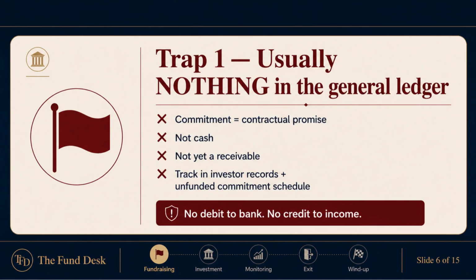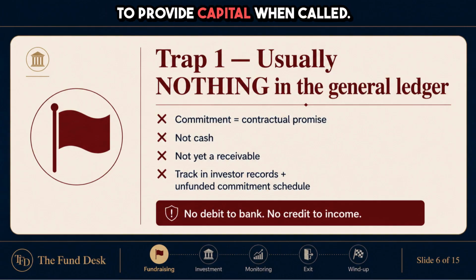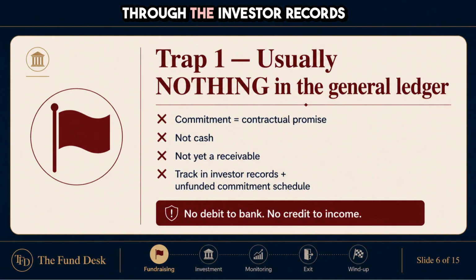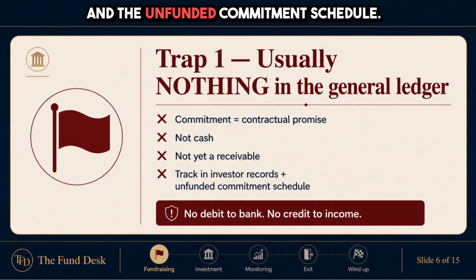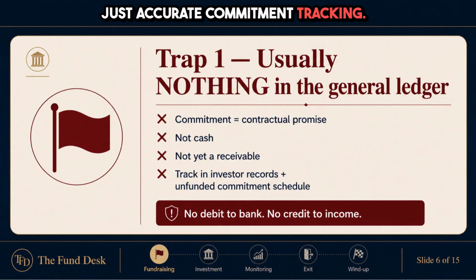Usually, nothing in the general ledger. A commitment is a contractual promise to provide capital when called. It is not cash, and it is not yet a receivable simply because the investor signed the documents. The commitment is generally tracked through the investor records and the unfunded commitment schedule. No debit to bank, no credit to income, just accurate commitment tracking.